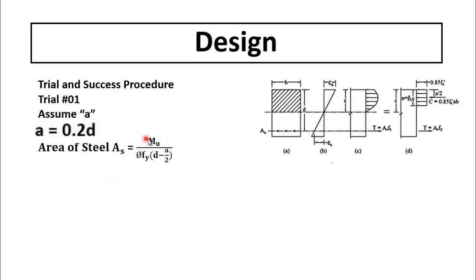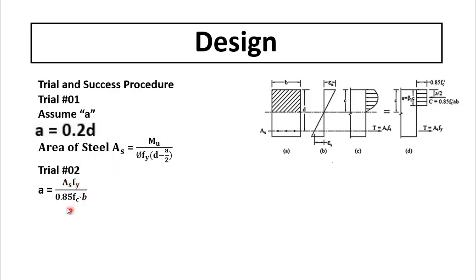AS is equal to Mu divided by phi, the strength reduction factor, into Fy, the yield strength of steel, multiplied by D, the effective depth of the beam, minus A by 2. A is the equivalent depth of the compression block. In the next trial, you have to determine the value of A by using this equation: A is equal to AS Fy, where AS is the area of steel which we determined in the previous trial.